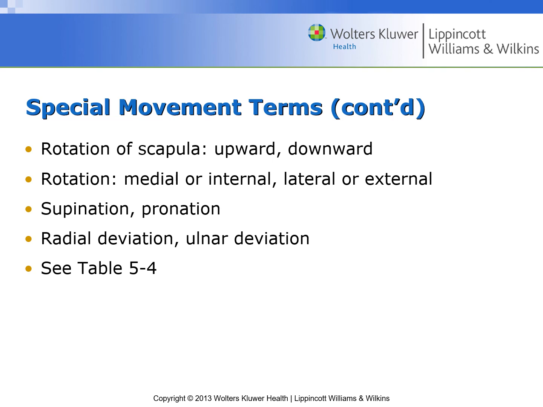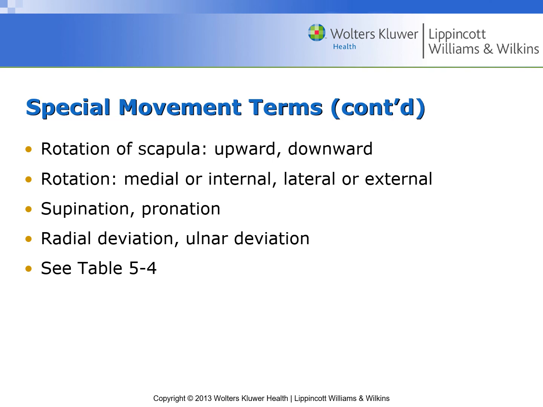In terms of rotation of the scapula, upward rotation of the scapula is the glenoid fossa and the acromion rotating upward. Downward rotation of the scapula is the glenoid fossa and the acromion rotating downward. Medial or internal rotation is the rotation toward the midline. Lateral or external rotation is rotation out away from the midline.